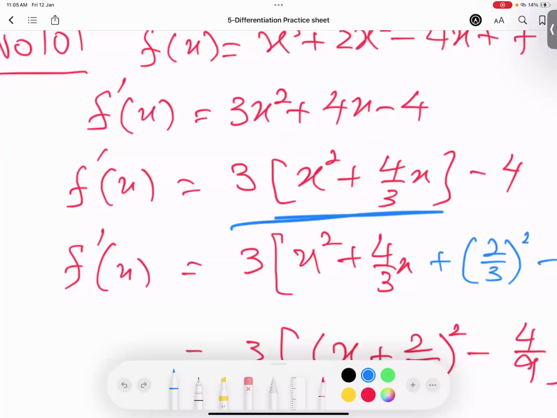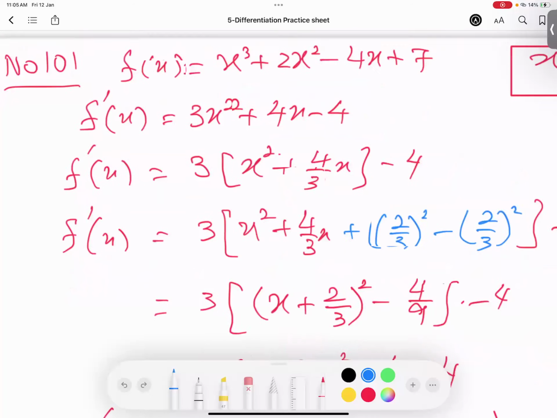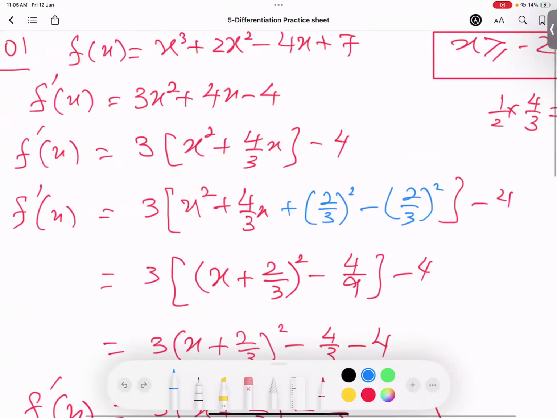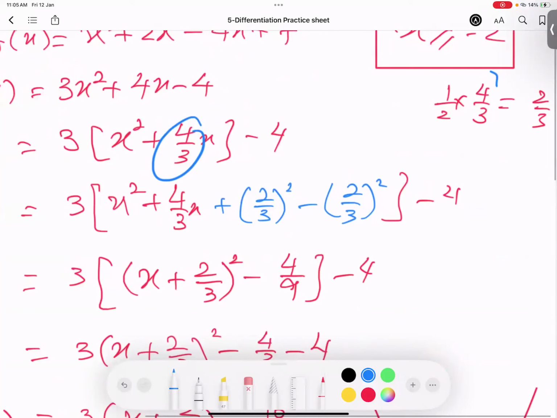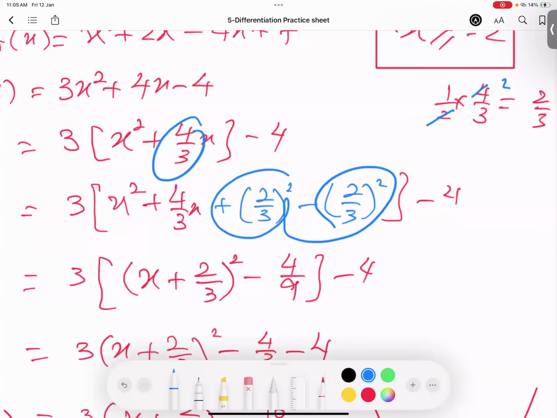It means our process of doing is correct. After this working, these two terms are copied, and what is a half of 4 by 3? You can see the half of 4 by 3 is 2 by 3, okay? Because these two cancel. So 2 by 3 squared, adding and subtracting.